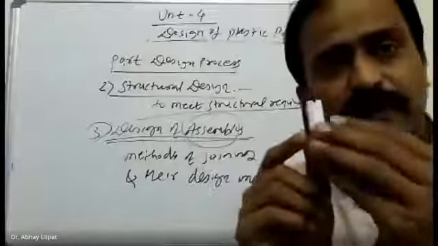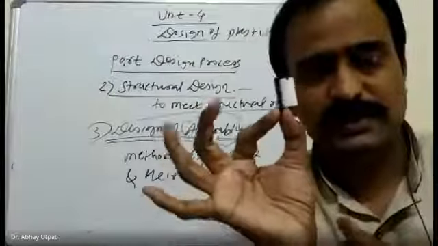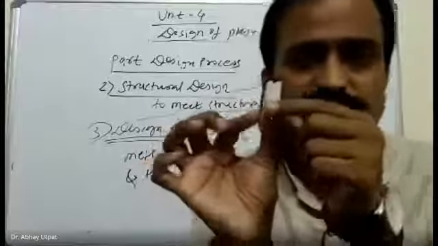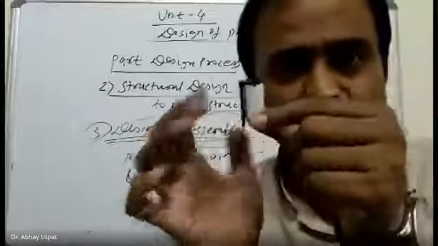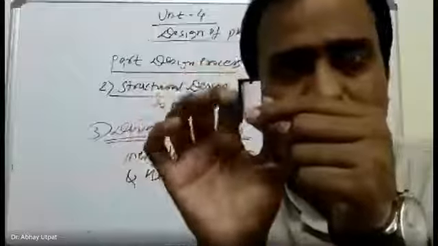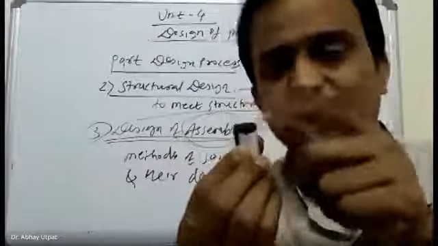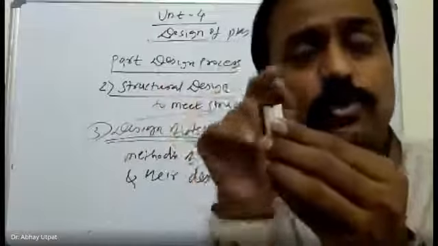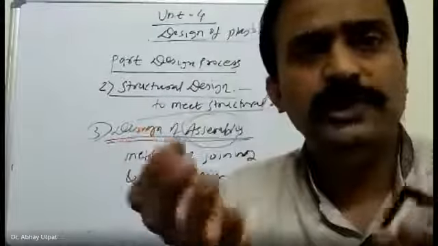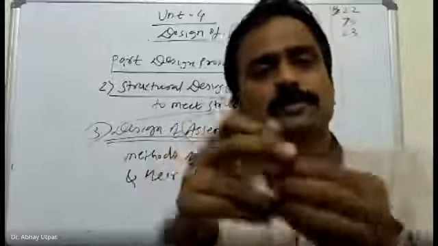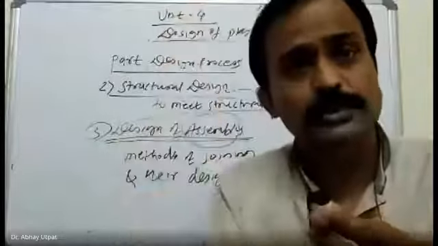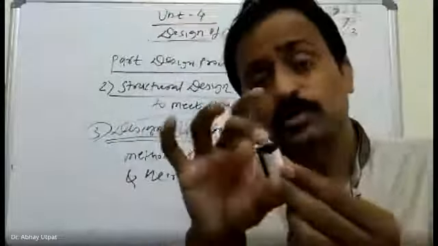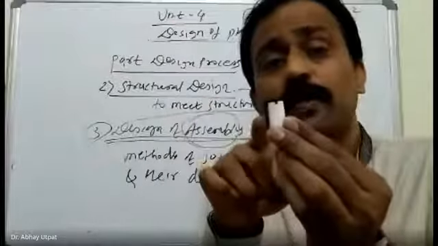This component I am showing is the best example and illustration for you. It is made up of two components. This black part is different and the white part is different. Currently it is just an interference fit, but assume that it is welded or joined. So it is not a simple thing. You should give thought to how you will join this black part with the white part.